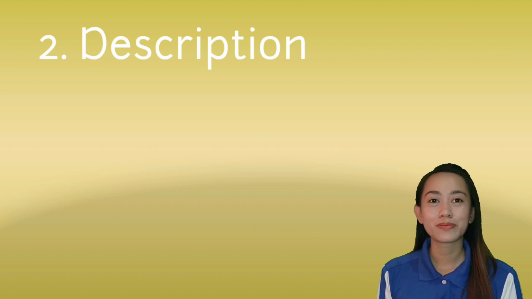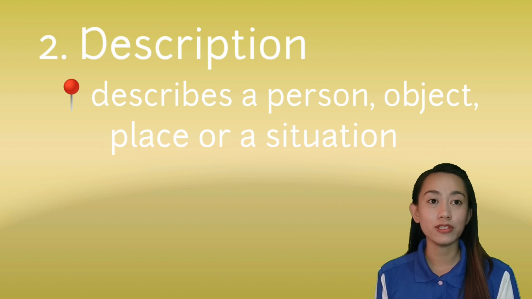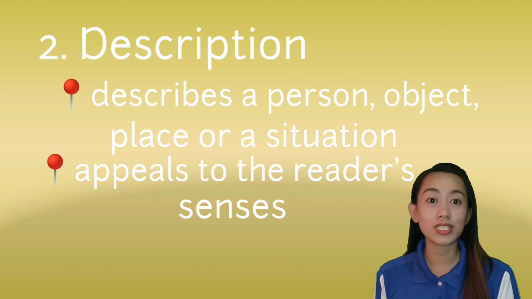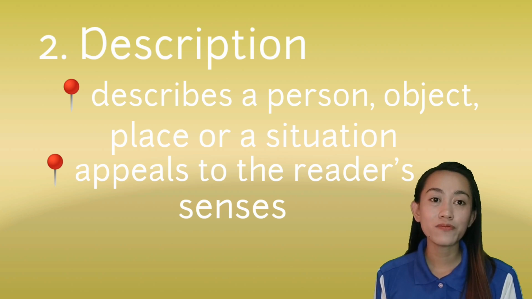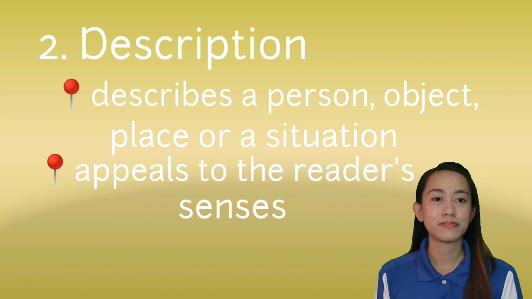Number 2, description. Description gives information of what a person, an object, a place, or a situation is like. It appeals to the reader's senses. It makes the reader see, hear, taste, smell, or feel the subject. A descriptive paragraph has concrete and specific details, which are carefully chosen by a writer to paint a picture in the mind of the reader.